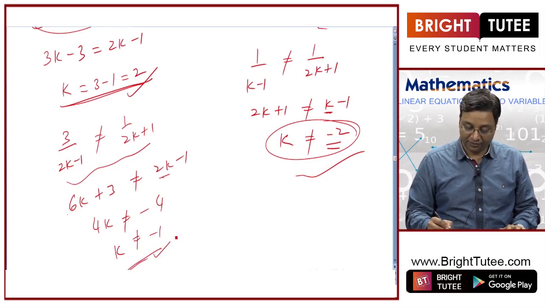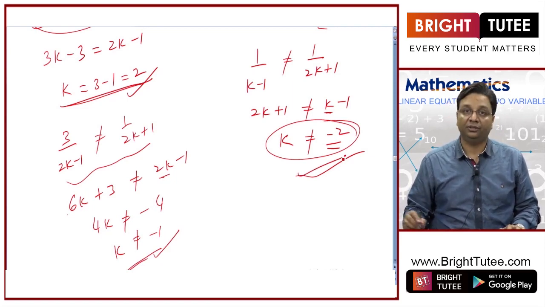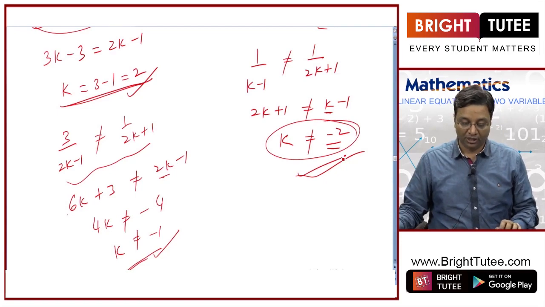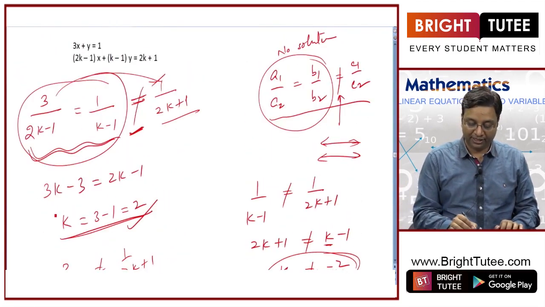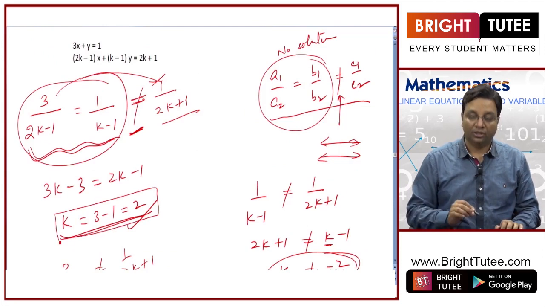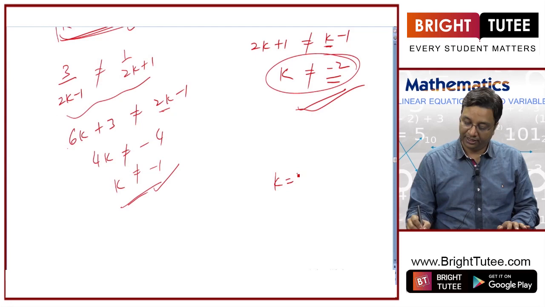Okay, this is giving you k should not be equal to minus 1, and this is giving you k should not be equal to minus 2, which in our case is not a problem, because we are saying that k is equal to 2 is our answer. Hence, k is equal to 2 is your answer.